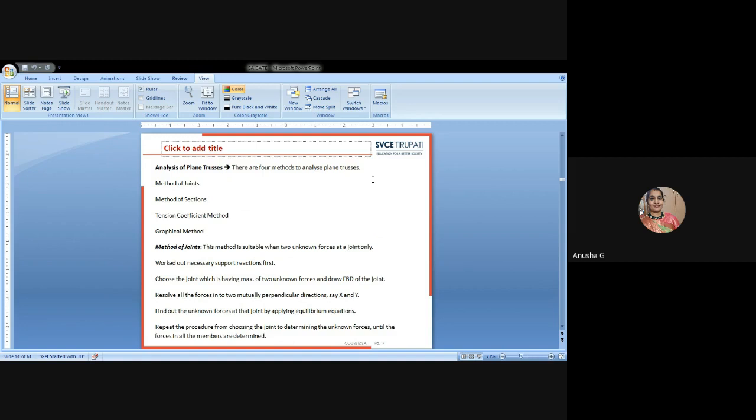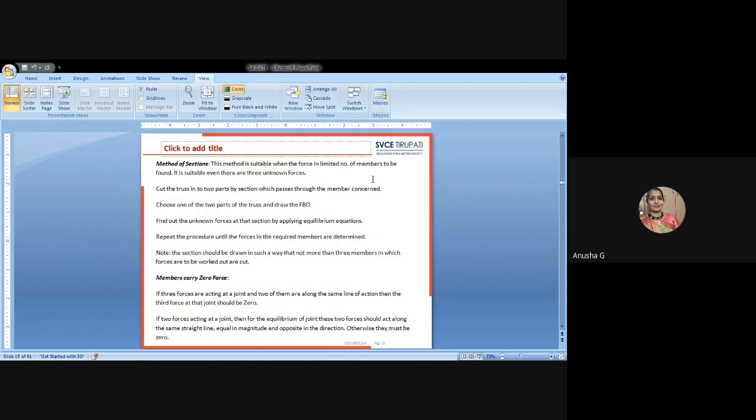Then we find the unknown forces at the joint by applying the equilibrium conditions. Whenever we consider a truss problem, we take one force, whether horizontal or vertical, and clearly find how many unknown forces there are, and then apply the equilibrium condition. We repeat the same process by choosing the next joint, and determine the unknown forces until all the member forces are determined. That is the method of joints.